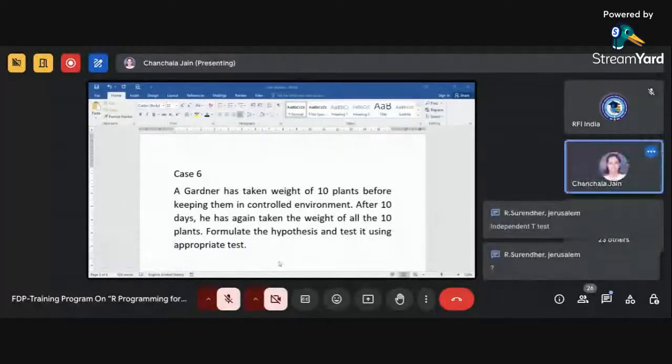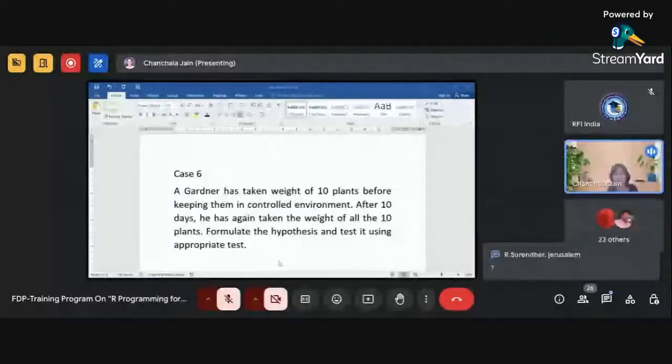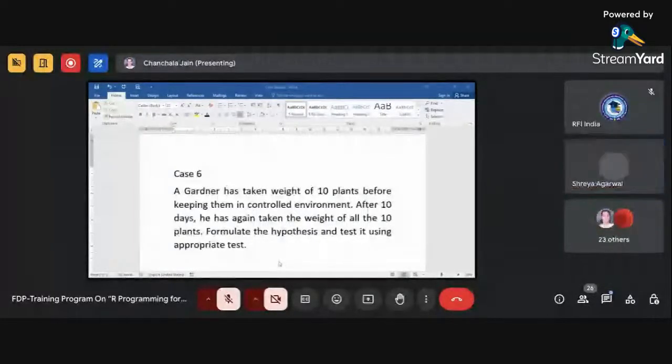Okay. Jerusalem sir has written in the chat, can it be a case of independent t-test? According to Jerusalem sir, it can be independent samples t-test. Then second sir is asking, can it be a case of paired samples? Any other opinion? Ma'am, the same plants are checked 10 days before and after. So I think it is paired sample or dependent sample t-test, if it's the same plants. Okay. Any other? Abhishek sir? Dependent samples only.